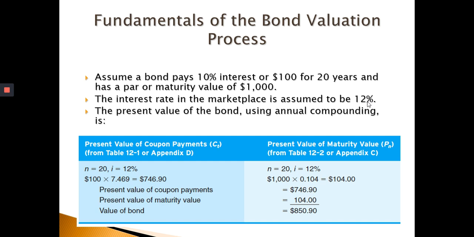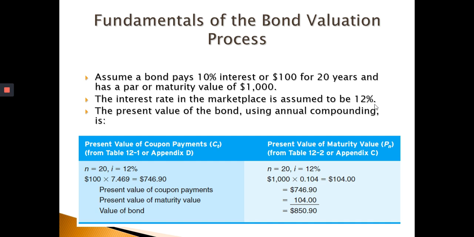So class, you have to be clear here. This 10% interest that you pay to the bondholder is what we call the coupon. And this 12% is the market interest rate. What do they charge in the market? Market interest rate is 12%.